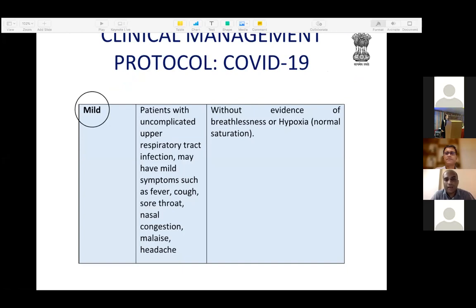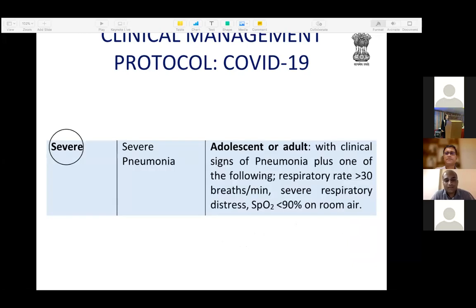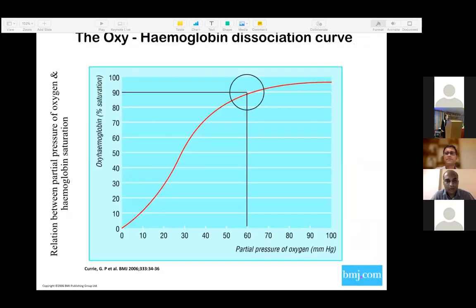So if someone has a mild disease, that means without any evidence of breathlessness or hypoxia. Moderate disease, saturation is less than 94, probably in the range of 90 to 94. And if someone has a severe COVID pneumonia, that means that along with a respiratory rate of more than 30, the patient has a saturation less than 90. Now, why is this 90 an important component?